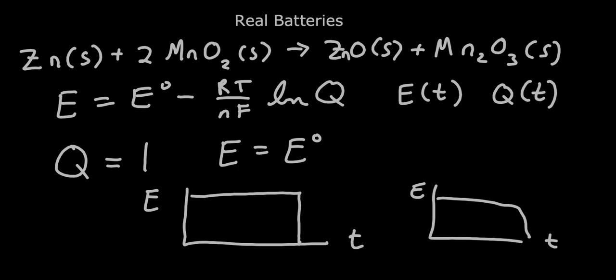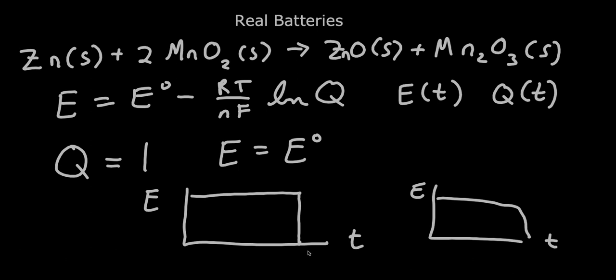So we can see that since all the products and reactants are solids, Q for this is going to be equal to 1. So if we plug Q of 1 into the Nernst equation, we're taking the logarithm of 1, we get a 0, which means the potential is always equal to the standard potential. So in theory, if we graph the voltage as a function of time, the potential of the cell should be constant until one or more of the reactants are used up, and then it should just drop to 0.